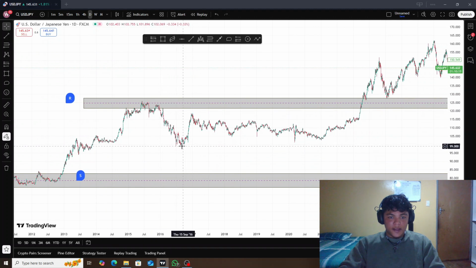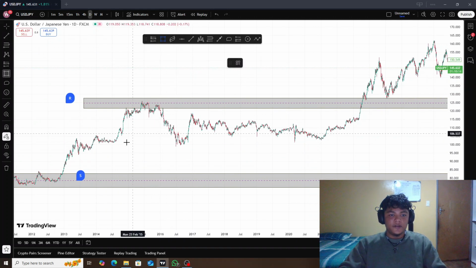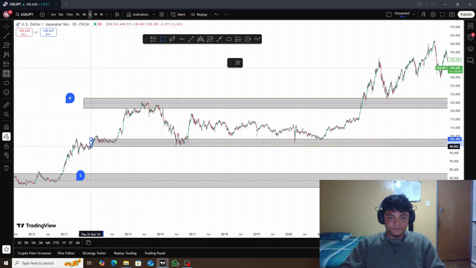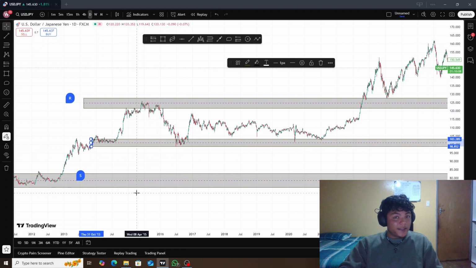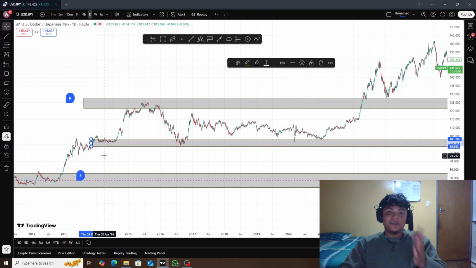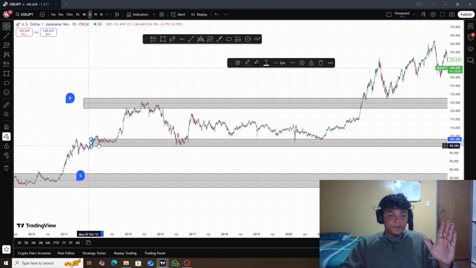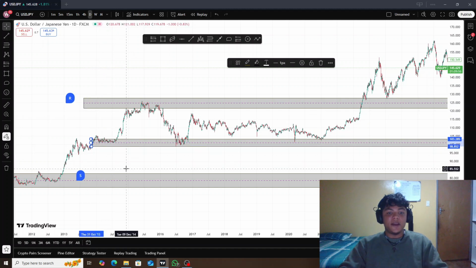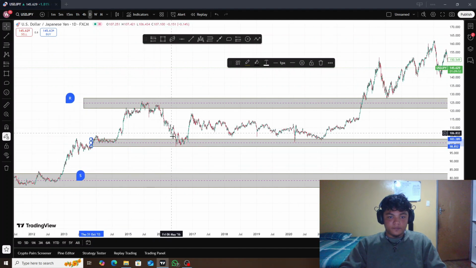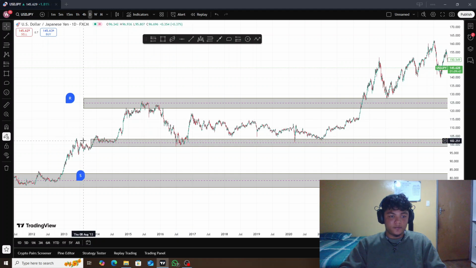Came down, and something here stopped the market from going down. So this would be my minor support. On the weekly time frame, this would be a major support. Daily, this would be minor resistance, and this would be my minor support. So as you can see, it went up, came down, got pushed up again. So this would be my minor support.